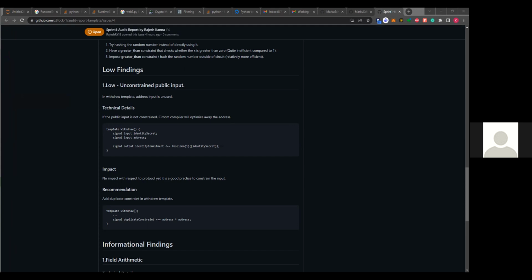With the unconstrained public input, multiple proofs can be submitted. This is something that is possible according to replay attacks. But Rasul said that you cannot have more than one proof for a single identity commitment. So that is why it is supposed to be a low finding.